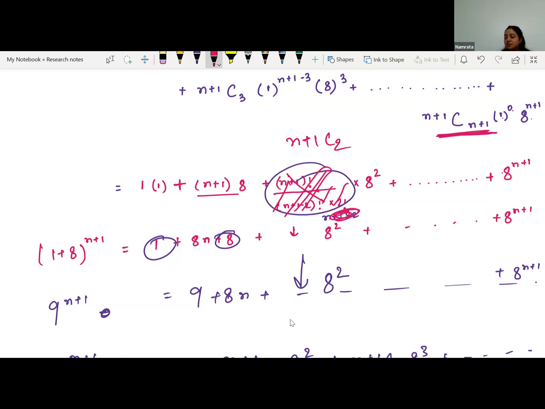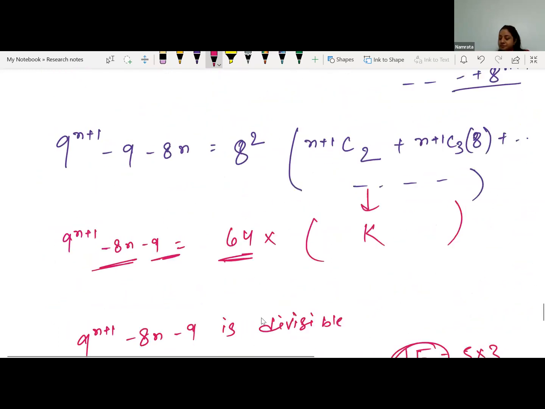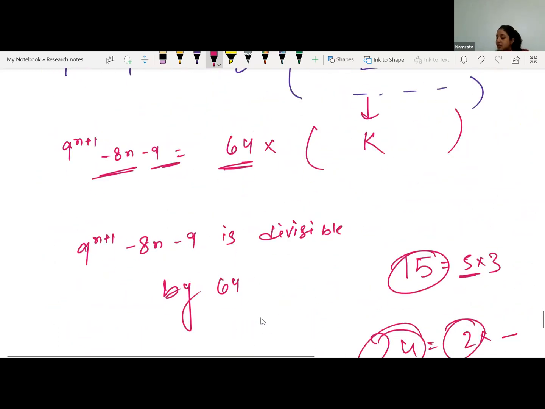Yes, ma'am. So this is how we will use the concept of binomial expansion to prove such questions. Okay, let me see what the next concept is about.